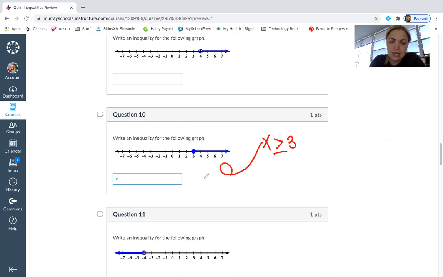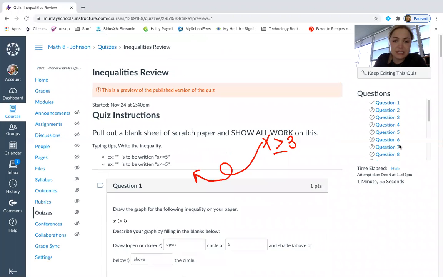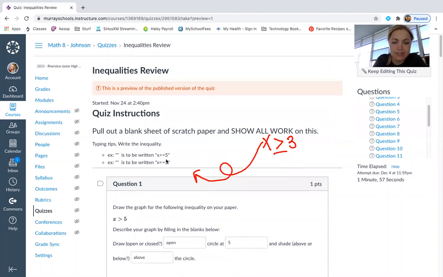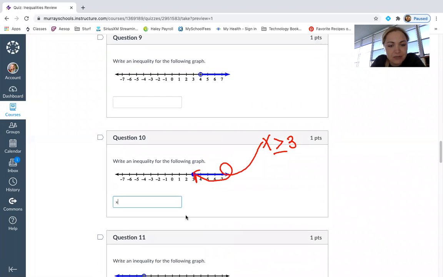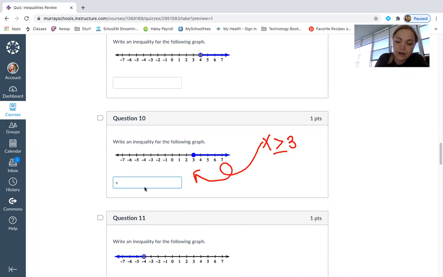Now, if you looked at the typing tips at the very top, which I'm guessing some of you did, some of you might not have. How do we type in greater than or equal? Well, that's really fancy that the arrow is pointing to that. It says, oh, you can't actually read it, but it says greater than or equal. You write the greater sign and then the equal sign. So right here on question number 10, I would say greater or equal to 3. And that's how you do a problem like number 10.